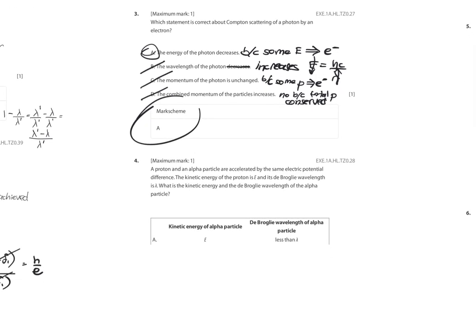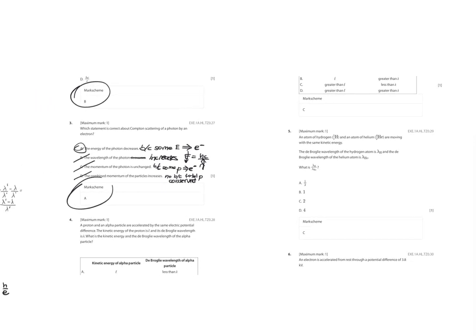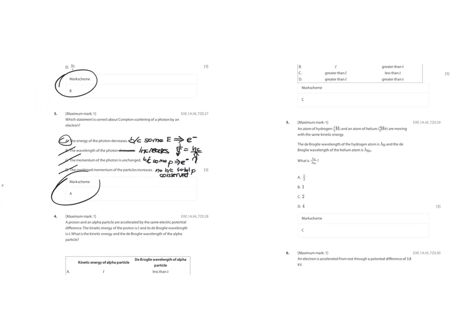Okay, moving on to number 4, where of course they broke the pages weirdly again. So let's see. Proton and alpha particle accelerated by the same electric potential difference. Kinetic energy of the proton is E. De Broglie wavelength is lambda. What's the kinetic energy and de Broglie wavelength of the alpha particle?